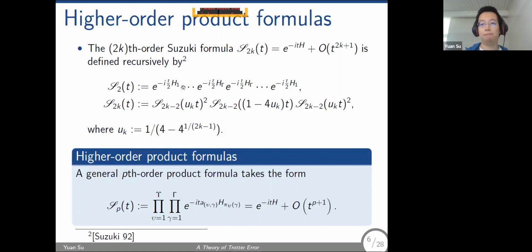Of course, there could be some permutation of the terms, so I use this pi to control the permutation ordering of the terms.